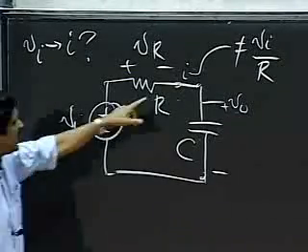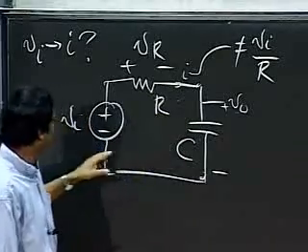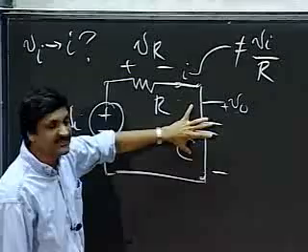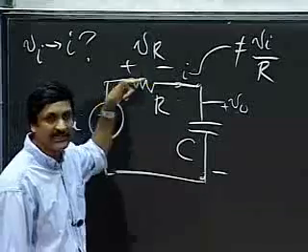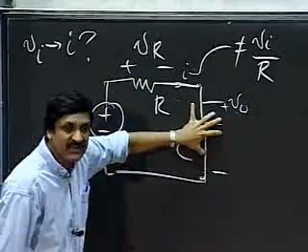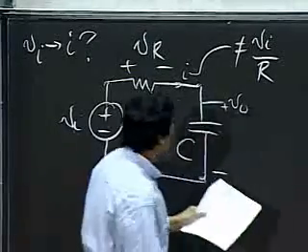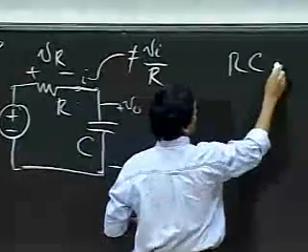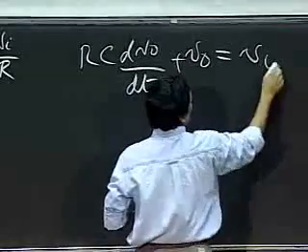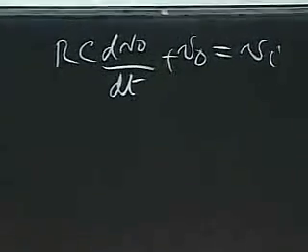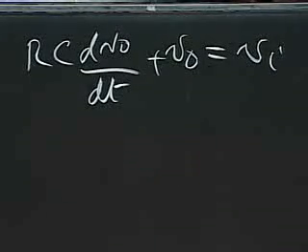But unfortunately, I is not equal to VI divided by R. You know that. I relates to VI minus the capacitor voltage divided by R. So I is not simply VI divided by R for all time, but I is really VI minus the capacitor voltage divided by R. And in fact, when we did RC circuits, you wrote this equation to represent the dynamics of the circuit, RC dV0 by dt plus V0 equals VI. We wrote this equation for a first order RC circuit.